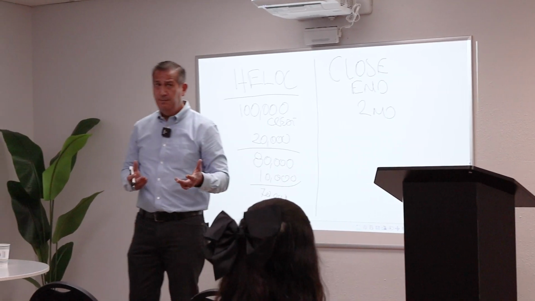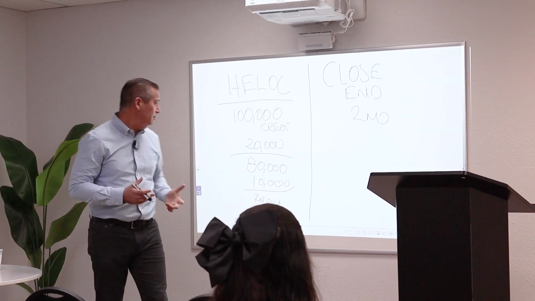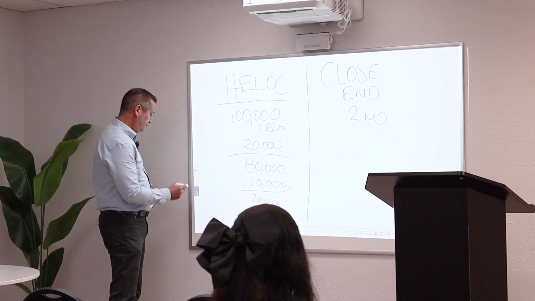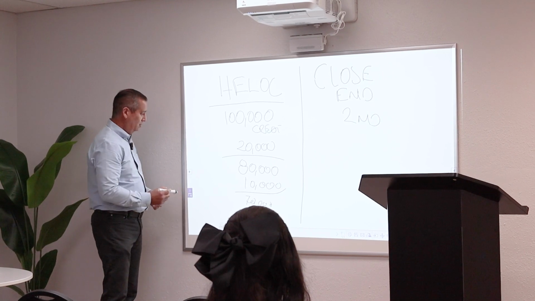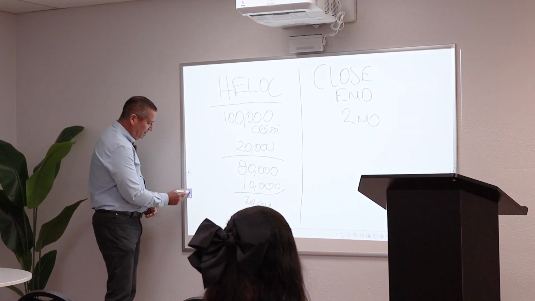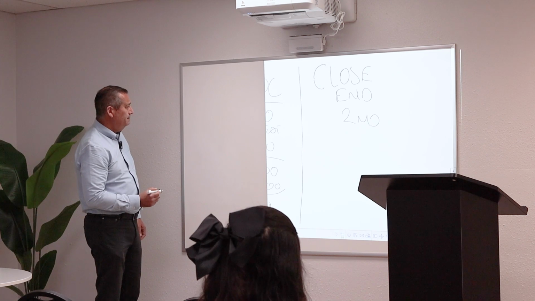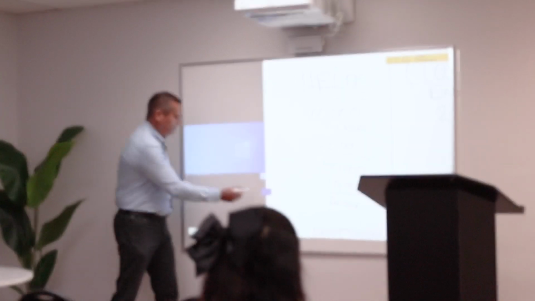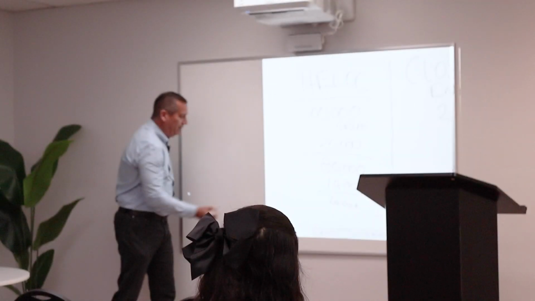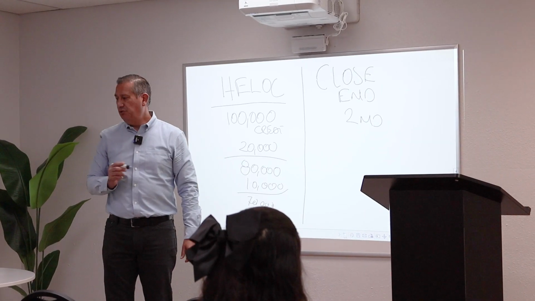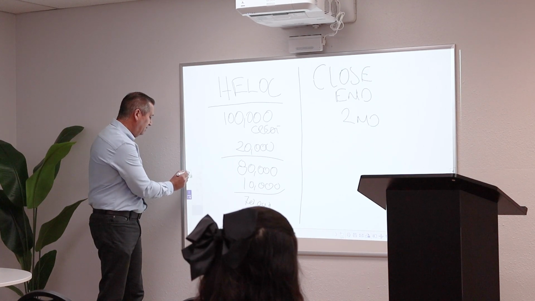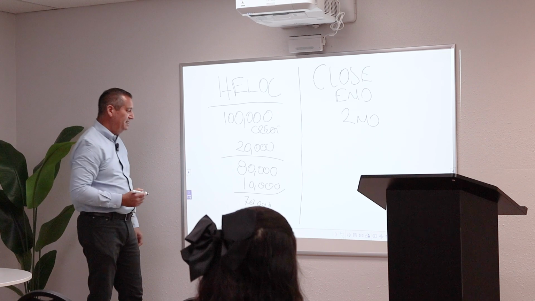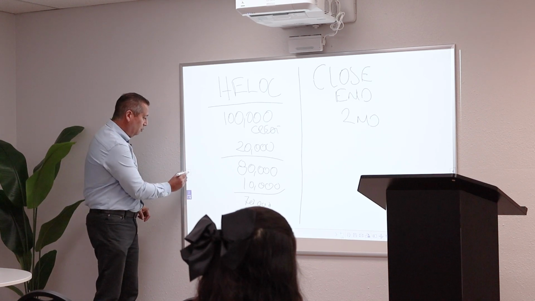Is it forever? Gonzalo, is it forever? No. 15, 10 years, depends on the contract. Okay, that is correct, Gonzalo. So basically, the home equity line of credit has what they call a draw period. The draw period that Gonzalo is talking about is usually 10 years. So what does it mean?